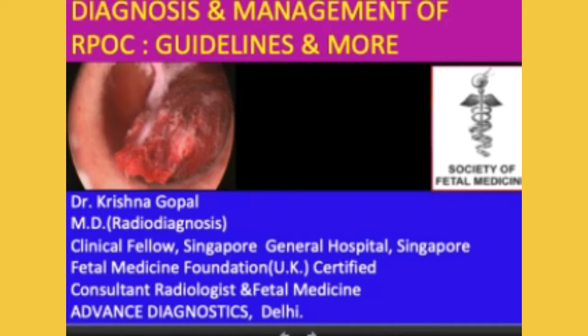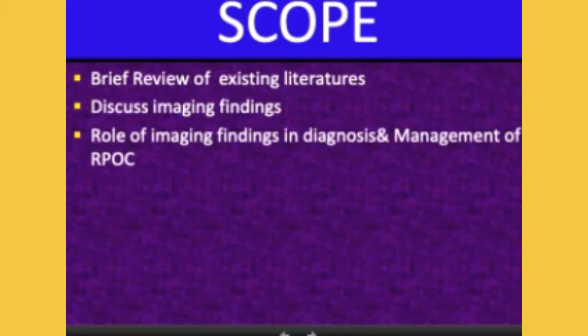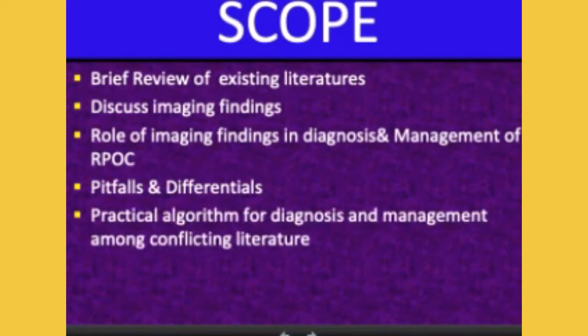So there is this topic of diagnosis and management of RPOC, where we will deal with the guidelines and what we actually do in our practice. So the scope of this talk is a brief review of the existing literature, to discuss the imaging findings and the role of imaging findings in diagnosis and management of RPOC, pitfalls and differentials, and a practical algorithm for diagnosis and management among conflicting literature.